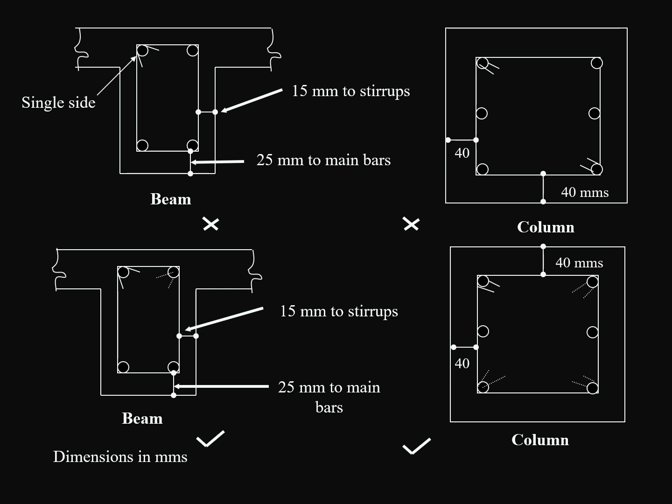For columns, again the hooks are shown in the same direction throughout the column, but it should not be like that. You can see the section shown below for the column, where the tie hooks are provided alternately at all the corners.